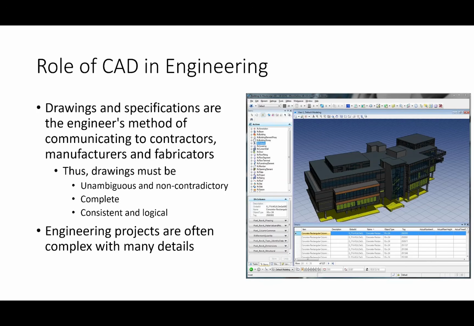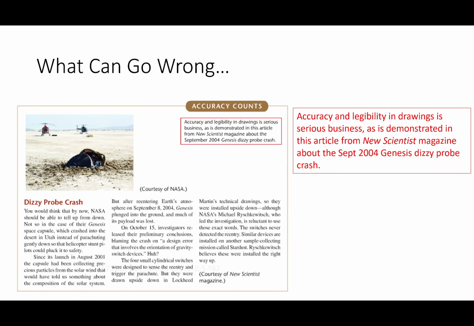They need to be unambiguous. They need to be non-contradictory. They need to be complete, okay? They need to be consistent. They need to be logical in how they present information. Engineering projects have a lot of interconnected parts, a lot of different players, a lot of different components. There's a lot of details that have to be organized. And there's some stuff that can go wrong pretty quickly if these details aren't accounted for.